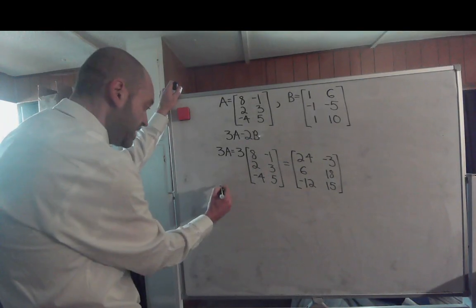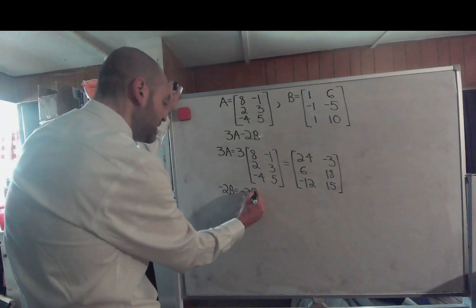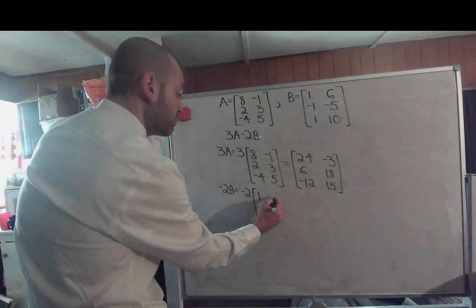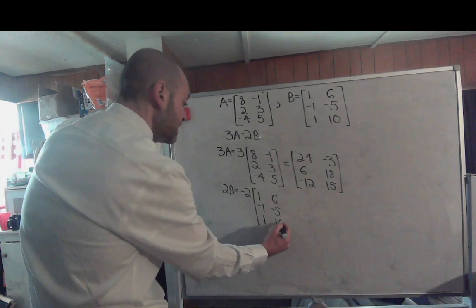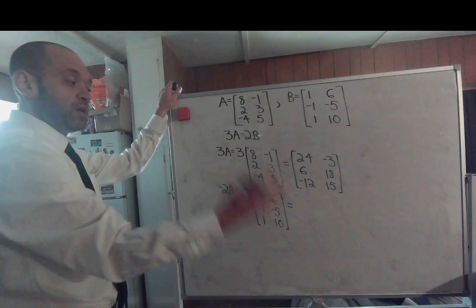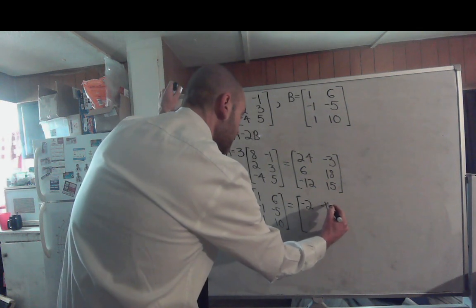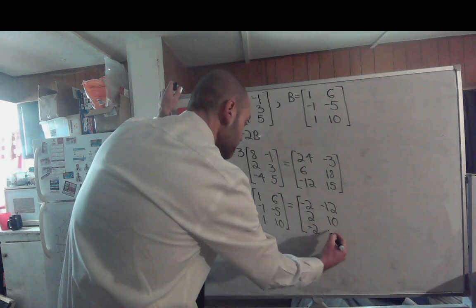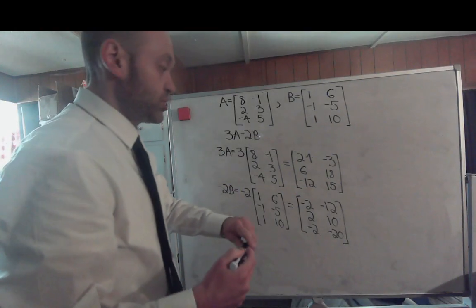Now the other part is negative 2B. So that's going to be negative 2 times the entries in B, which are 1, 6, negative 1, negative 5, 1, and 10. Okay. So multiply that negative 2 by each of your entries, you'll get a matrix of negative 2, negative 12, positive 2, positive 10, negative 2, and negative 20. So there's your entries for the negative 2B matrix.